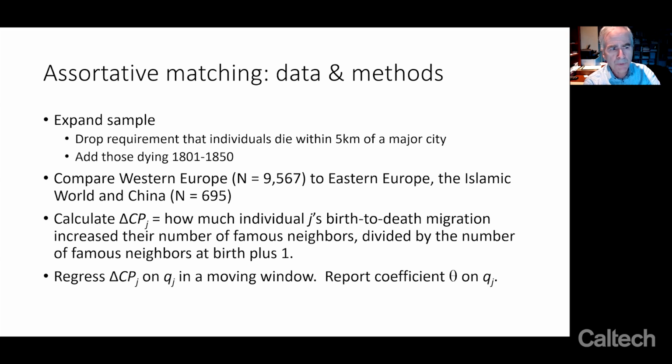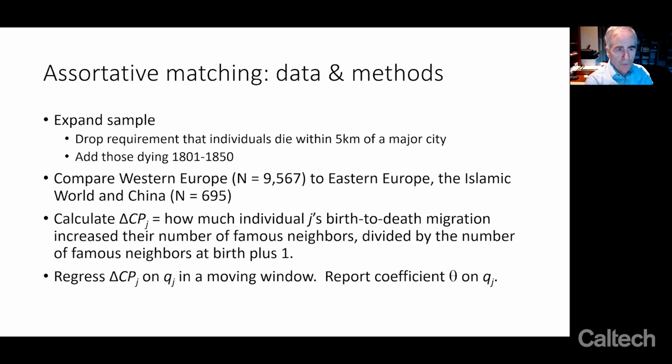That's a fairly big percentage in Europe, maybe, depending on the century, maybe 40%. And we're also going to bring in those dying in the first 50 years of the 19th century. So with those maneuvers, we substantially expand our sample in Western Europe. If you remember, it was about 4,500, and now it's 9,567. That was less important. What we were trying to do is get as many people outside Europe as possible. And if we cobble together Eastern Europe, the Islamic world, and China, we get a sample of 695.